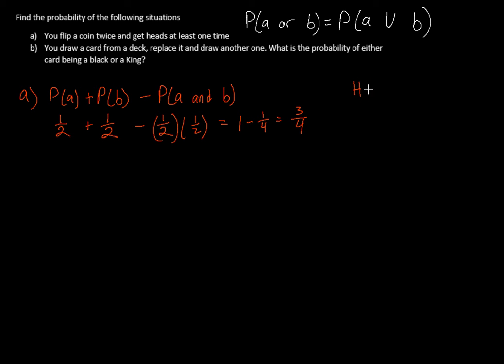On the first flip we get heads. So maybe on the second flip we get heads. Or we could get heads and then tails. Or we can get tails and then heads. Or we can get tails and tails. These are the 4 different outcomes we could have. Well, how many of them include at least 1 heads? 3 of the 4.